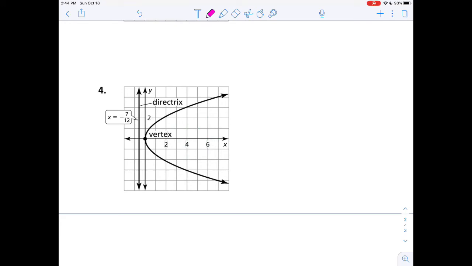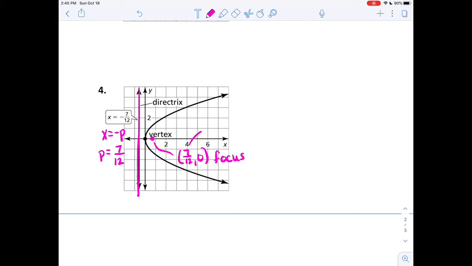Last example here now. This time I'm not given the focus, but I am given the directrix line, and I am told that the directrix is at x equals negative 7 over 12. So that's my x equal to negative p. So that means that my positive p, the p value for my focus, must be the opposite of that, or a positive 7 over 12. So it's somewhere over here at the point (7 over 12, 0). And so that is my focus.